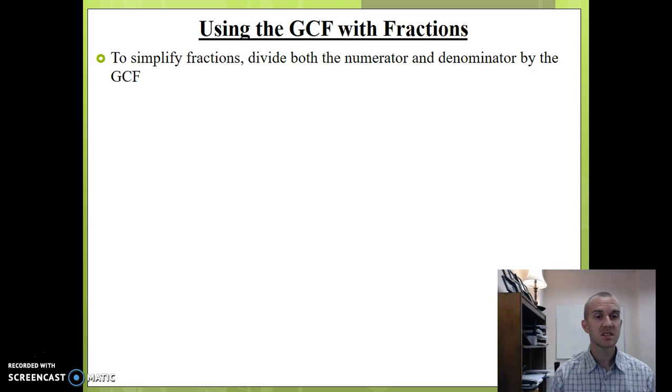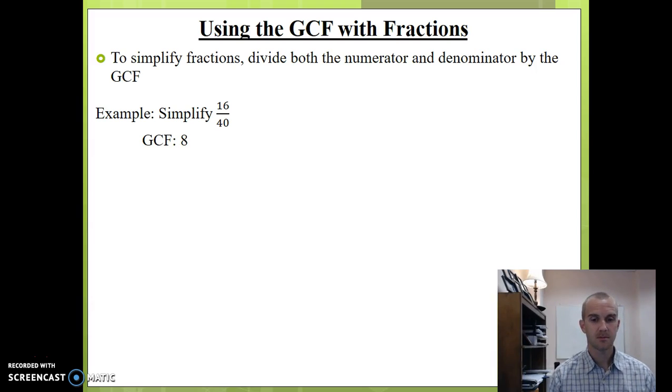Now we can use the GCF and LCM to help us with fractions. We can use the GCF often to help us simplify fractions. And to do so, we just divide the numerator and denominator by the GCF. So say we want to simplify 16/40ths. We know the GCF of 16 and 40 is 8. And what we can do is divide both the numerator and denominator by 8. And now I have a simplified fraction of 2/5.